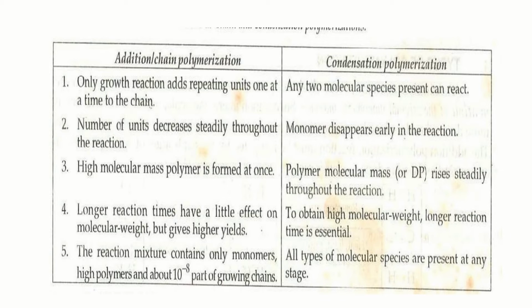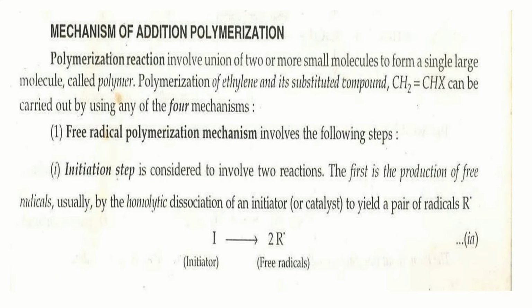And in addition polymerization, normally the polymers range to 10 to the minus 8 parts of growing chain, and all types of molecular species are present at any stage in the condensation polymerization. This is the difference between addition and condensation polymerization. Next is the mechanism of addition polymerization, how the polymer reactions are formed.